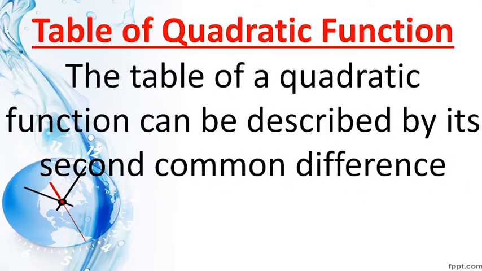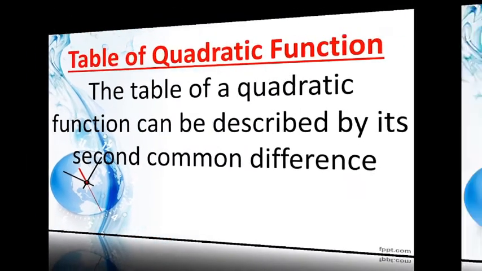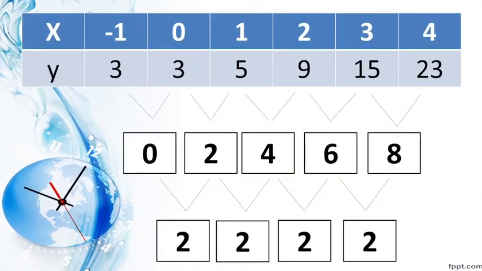In terms of the table of values, the table of values for a quadratic function can be described by its second common difference. For example, we're given a table of values such as x values negative 1, 0, 1, 2, 3, 4, and the y values 3, 3, 5, 9, 15, and 23. We're just going to get first the first difference. So we subtract 23 minus 15, that's 8. 15 minus 9, that's 6. 9 minus 5, that's 4. 5 minus 3, that's 2. And then 3 minus 3 is 0.